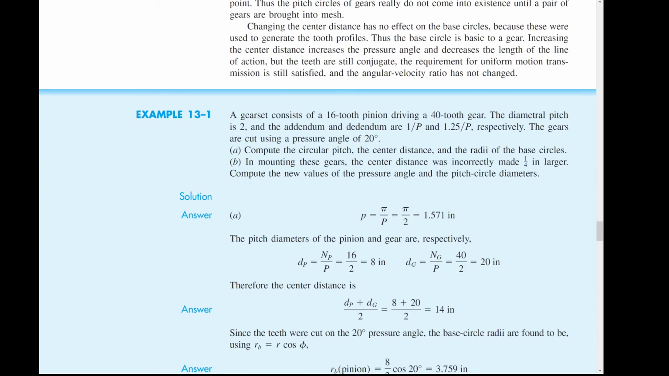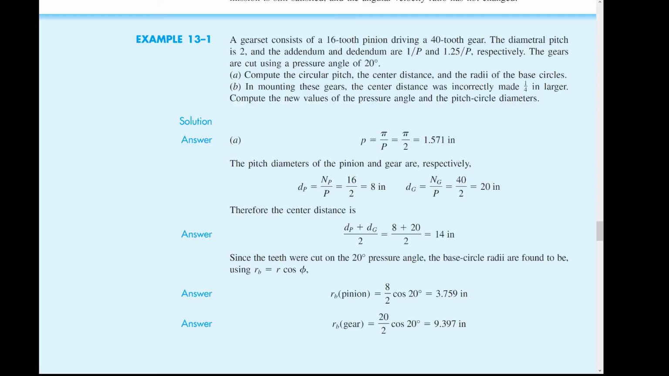Problem 13.1. A gear set consists of a 16-tooth pinion driving a 40-tooth gear. The diametral pitch is 2. The addendum and dedendum are 1 over P and 1.25 over P, respectively. The gears are cut using a pressure angle of 20 degrees. Compute the circular pitch, the center distance, and the radii of the base circles. In mounting these gears, the center distance was incorrectly made 1/4 inch larger. Compute the new values of the pressure angle and pitch circle diameters.